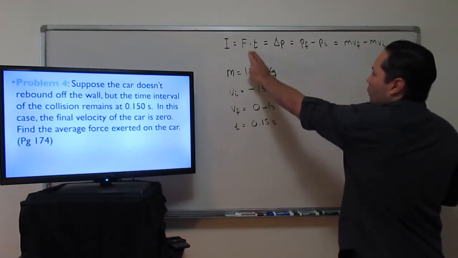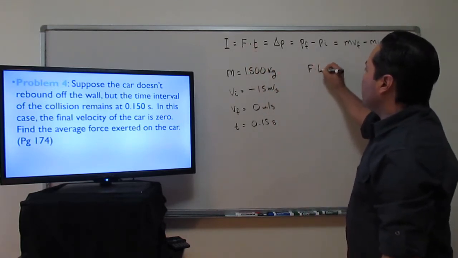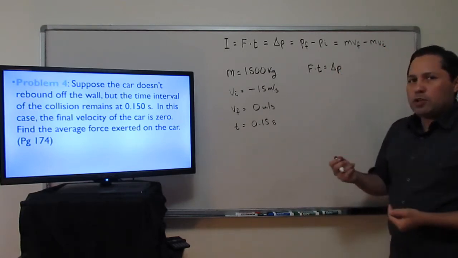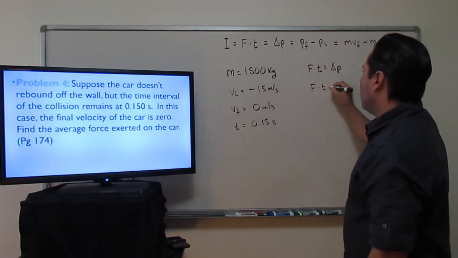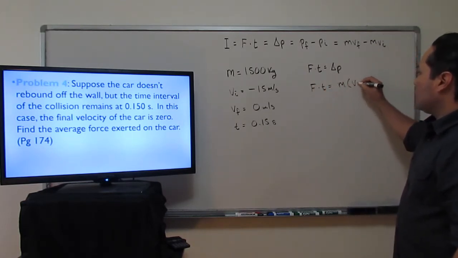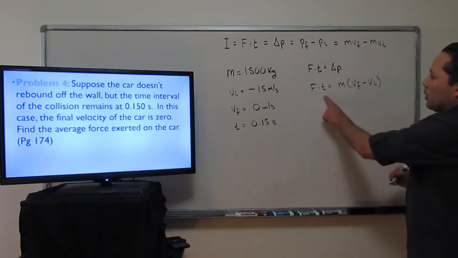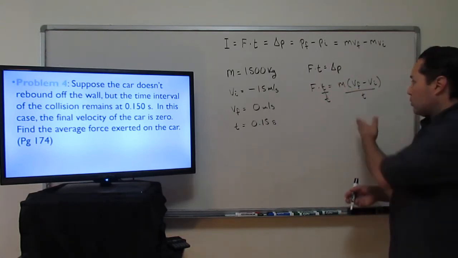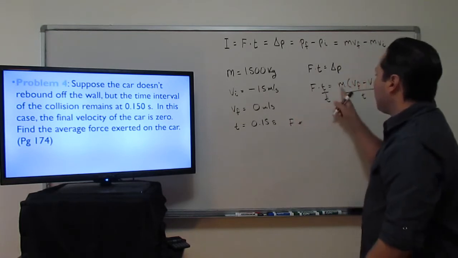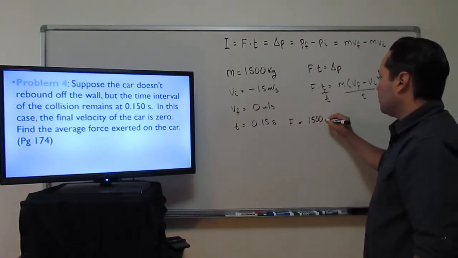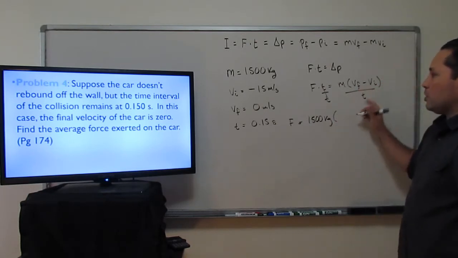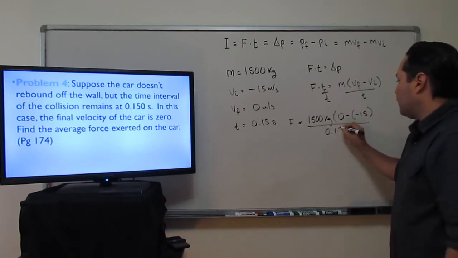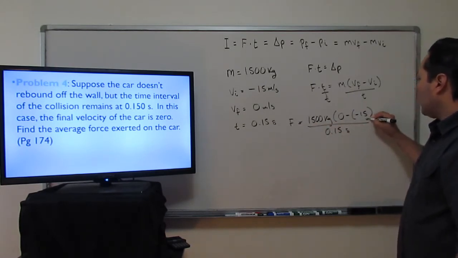All right, so here's going to be our formula. We know that force times time is equal to change in momentum. So what is change in momentum? Well, change in momentum is mass times velocity final minus velocity initial. We're going to divide by t on both sides, so we're going to isolate the F, and that's our force. So that's going to be our formula right there. So force equals the mass, which is 1,500 kilograms, multiplied times the change in velocity, 0 minus negative 15, over the time 0.15 seconds. All right, so that is our formula.